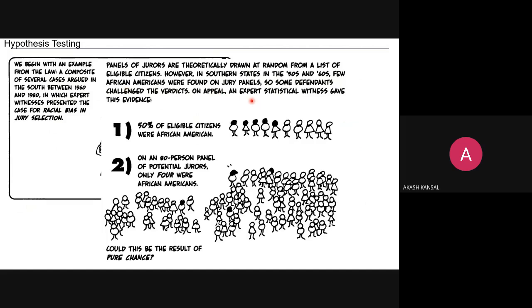stating that it's not statistically right, because some of the facts they stated were that 50% of the eligible citizens were African American, for that southern state to be precise, and for a jury panel of 80 people, only four were African Americans. So considering these facts, it seems like probably the jury panel is biased, right? Let's see if it could be the result of pure chance. Let's see how we can do it statistically.